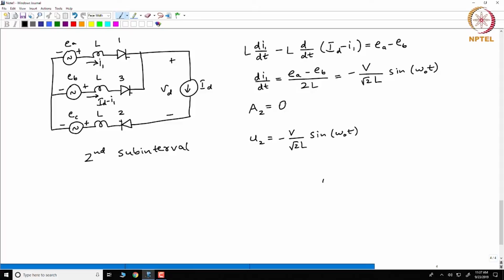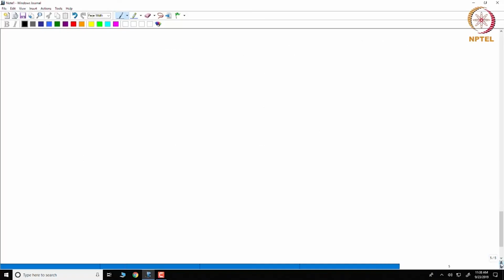Now, before going to other cases where A1 and A2 are non-zero, let us consider the same circuit, but what we have now is 2 and 3 valve conduction. What we saw just now is 3 and 4 valve conduction. So, if I take the same circuit and consider 2 and 3 valve conduction mode, which is actually the normal mode of operation.